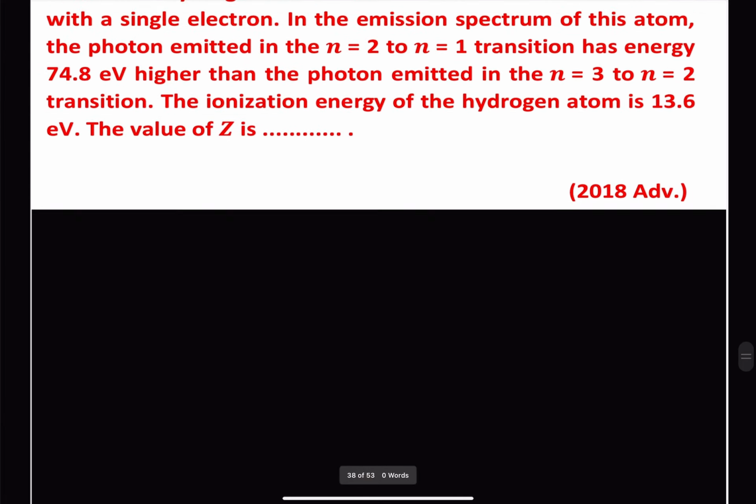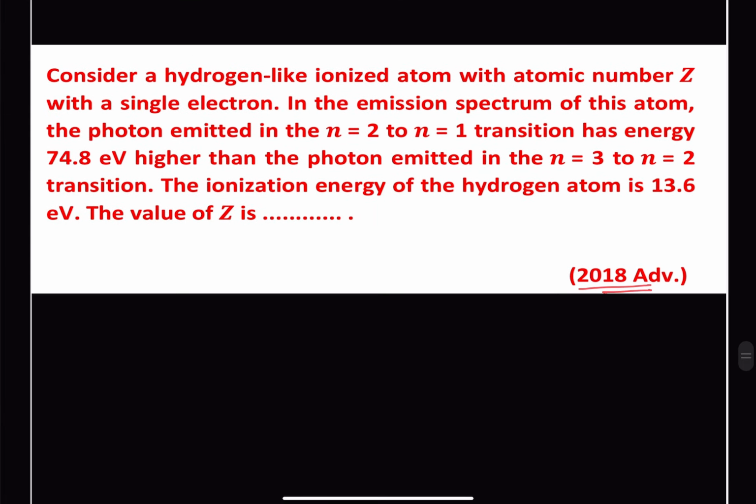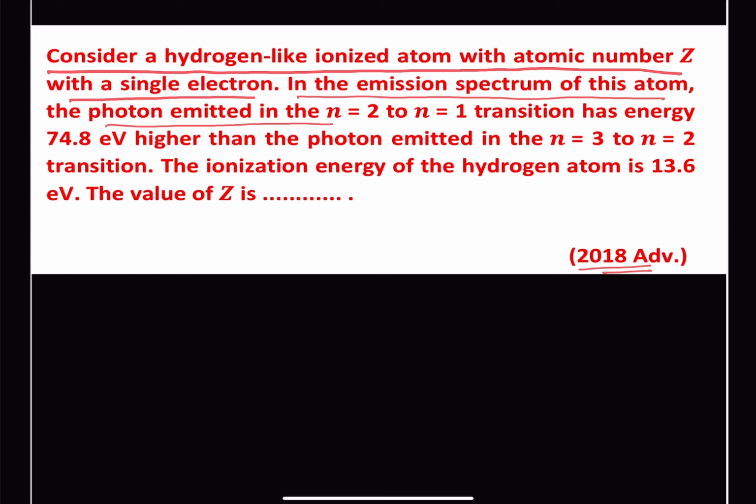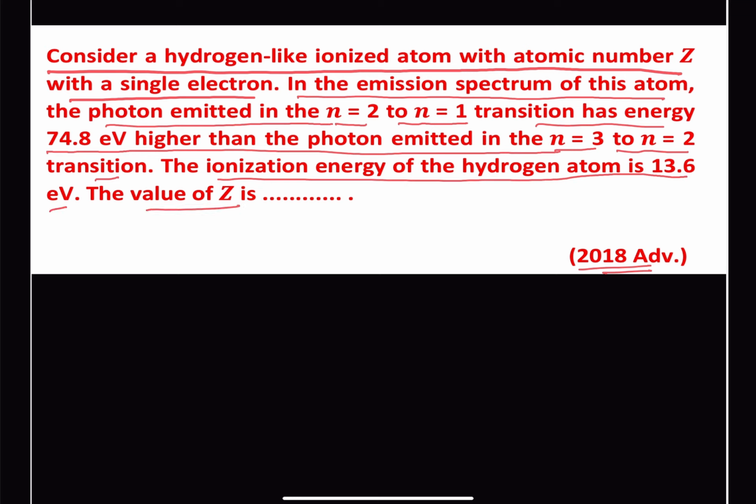Next question. It was asked in 2008 Advanced, and it states: consider a hydrogen-like ionized atom with atomic number Z with a single electron. In the emission spectrum of this atom, the photon emitted in the n=2 to n=1 transition has energy 74.8 electron volt higher than the photon emitted in the n=3 to n=2 transition. The ionization energy of the hydrogen atom is 13.6 electron volt. The value of Z is.